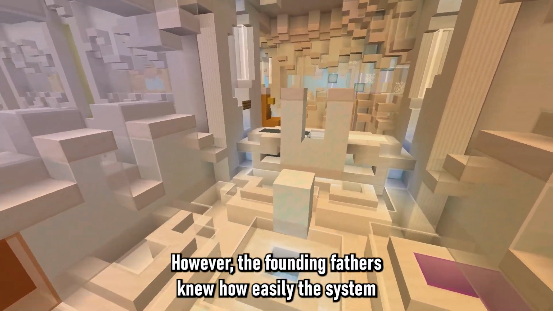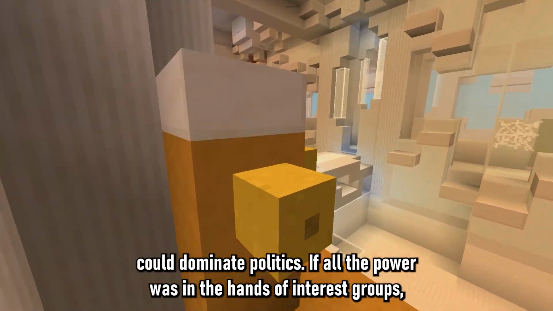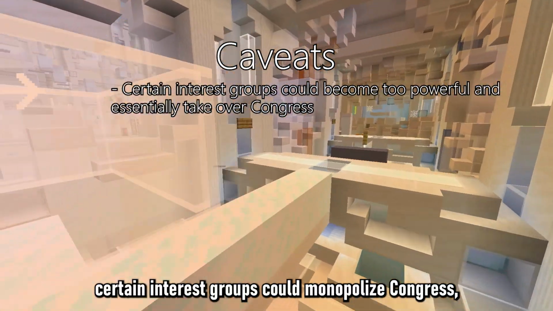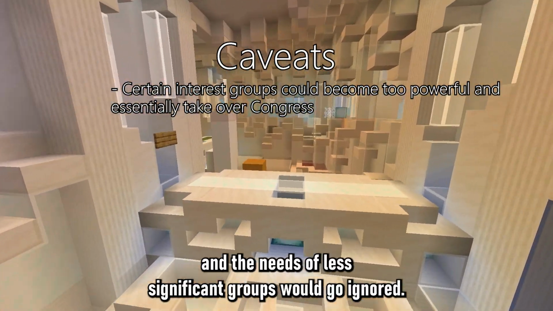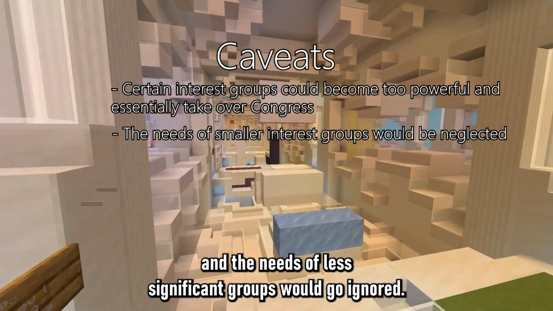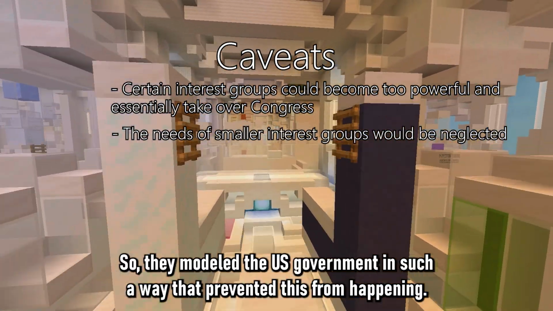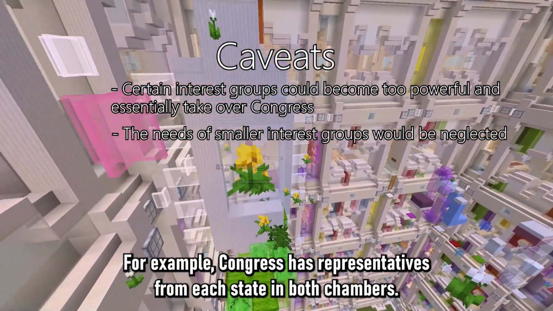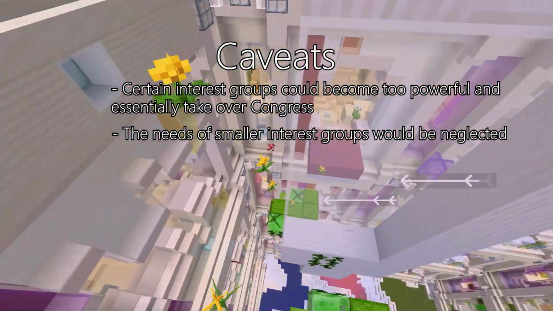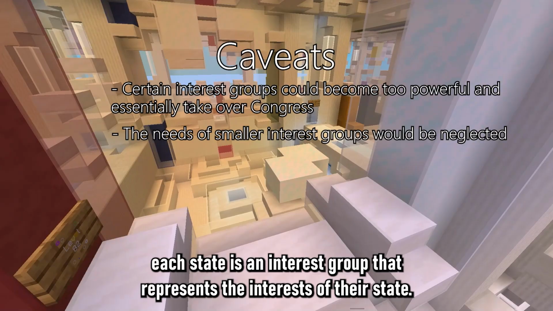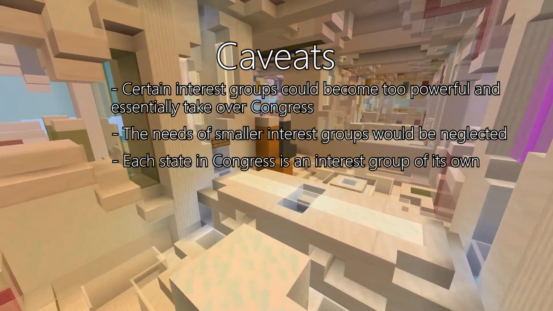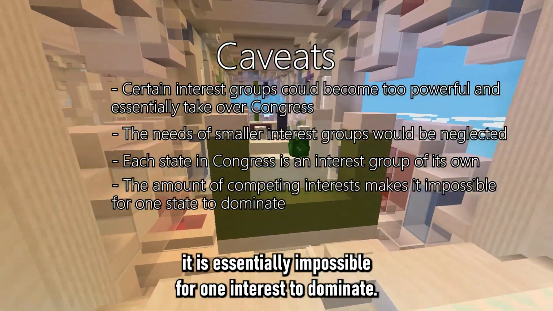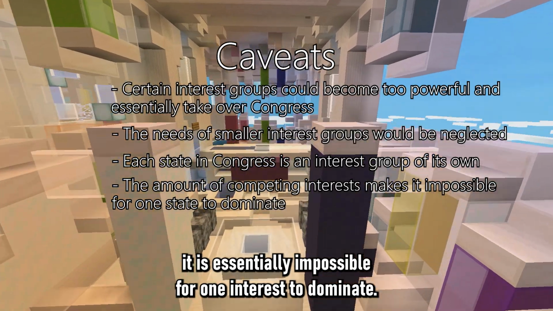However, the Founding Fathers knew how easily this system could dominate politics. If all the power was in the hands of interest groups, certain interest groups could monopolize Congress, and the needs of less significant groups would go ignored. So, they modeled the U.S. government in such a way that prevented this from happening. For example, Congress has representatives from each state in both chambers. In this case, each state is an interest group that represents the interests of their state. However, since there are so many different representatives and competing interests, it is essentially impossible for one interest to dominate.